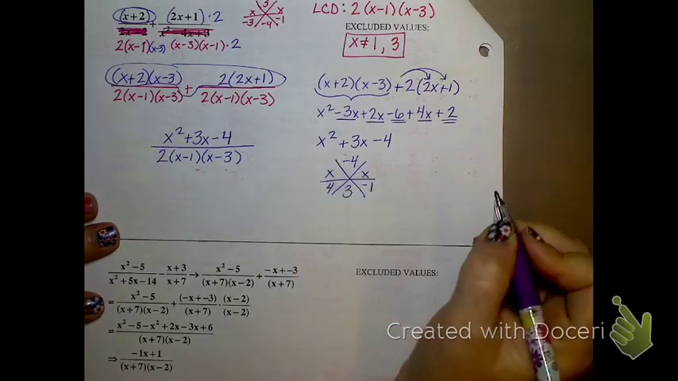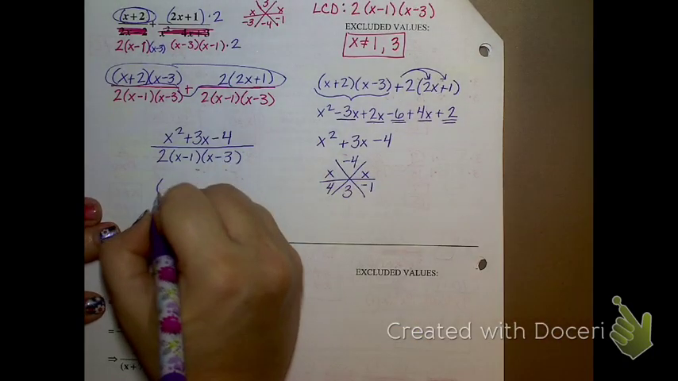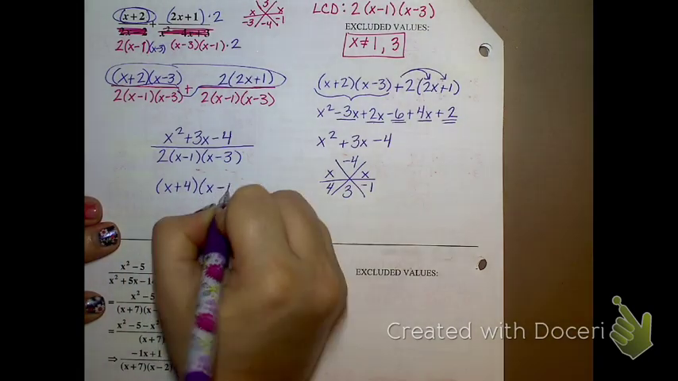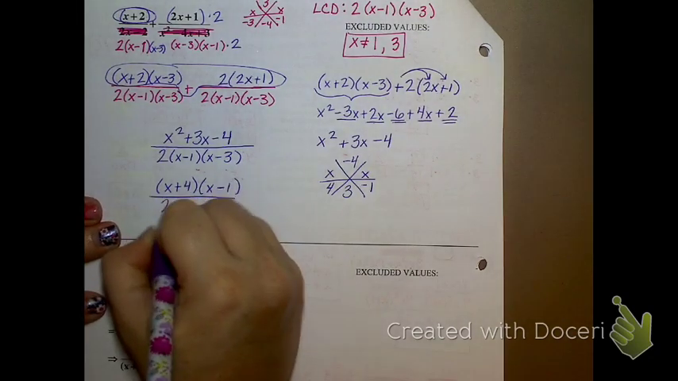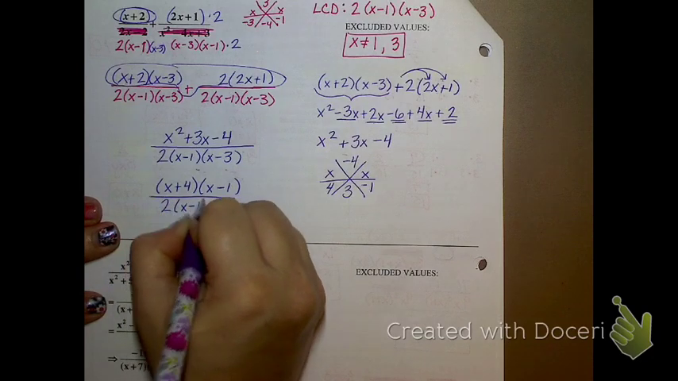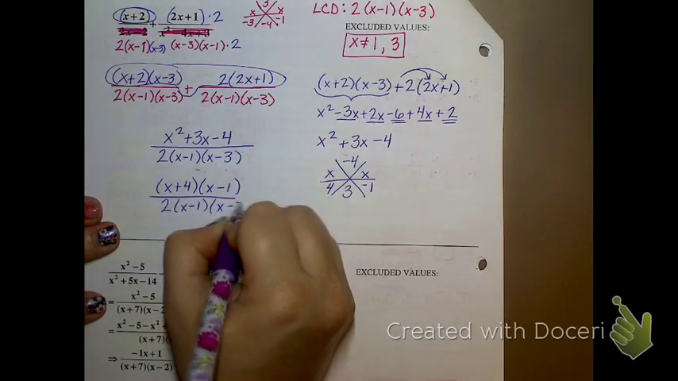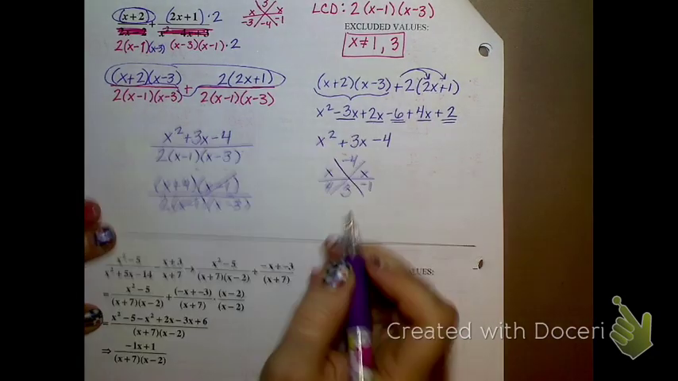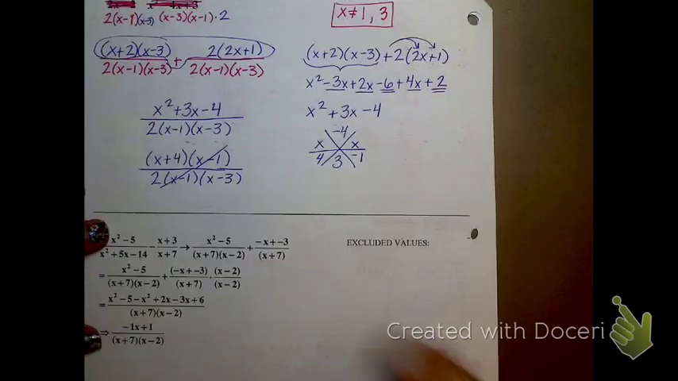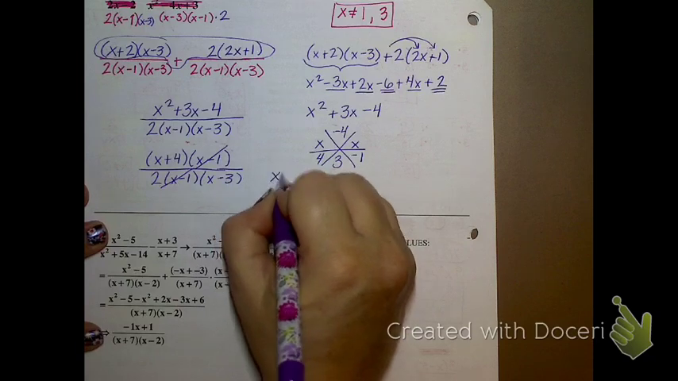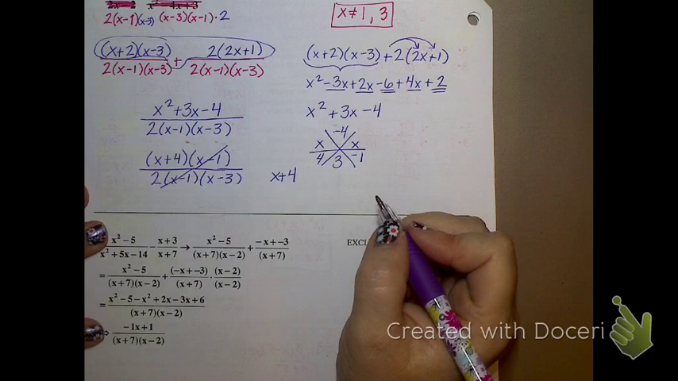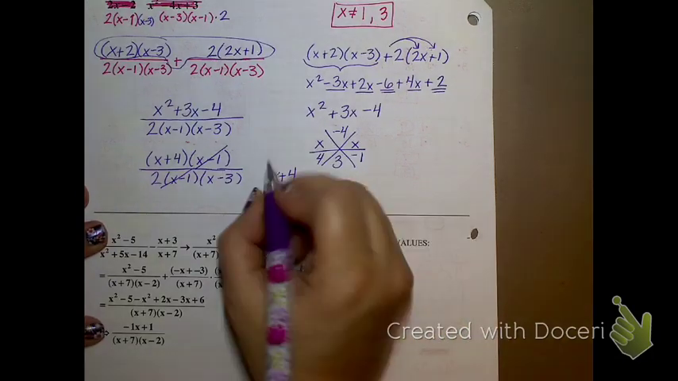X and x. So let's see. I now have x plus 4, x minus 1, and on the denominator, 2 parentheses x minus 1 parentheses x minus 3. Cancel, cancel, and I think I'm finally at my answer. X plus 4 on the top. Do I need to put parentheses around it? It's the only thing there, so I don't need parentheses.